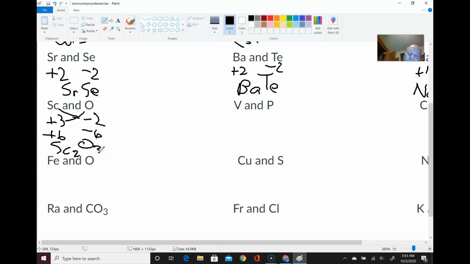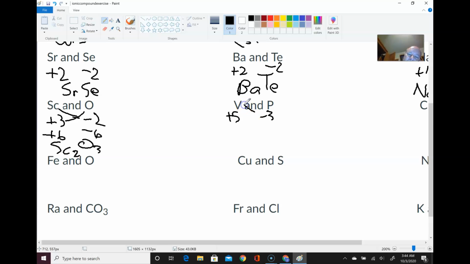Okay, so let's do the same thing with vanadium here. If I go to the transition table, it's going to tell me that +5 is the most common charge, and phosphorus is in column 5, so it will have room for 3 more electrons, and that will give it a -3 charge, or I could simply subtract 8 from 5 and get -3.